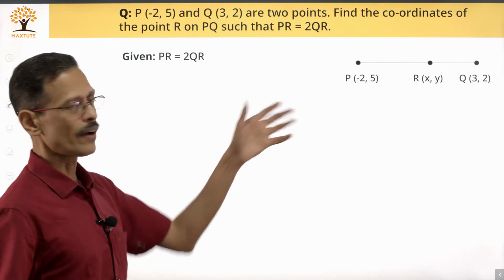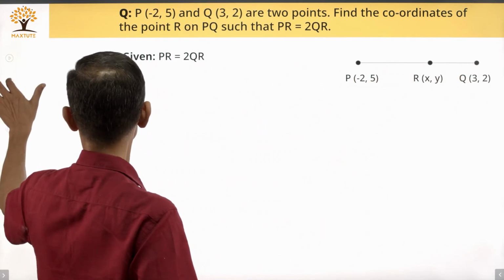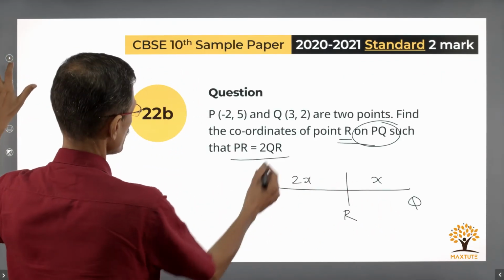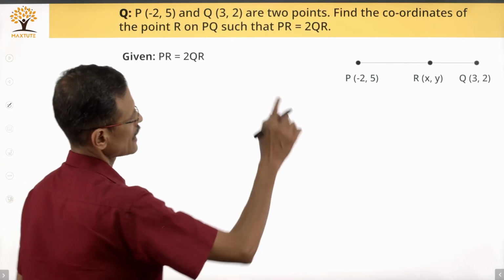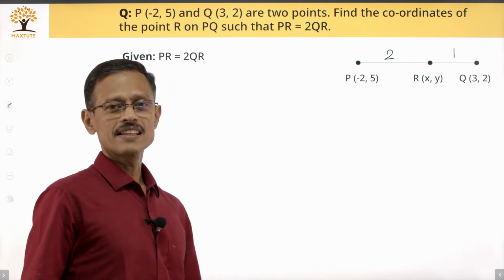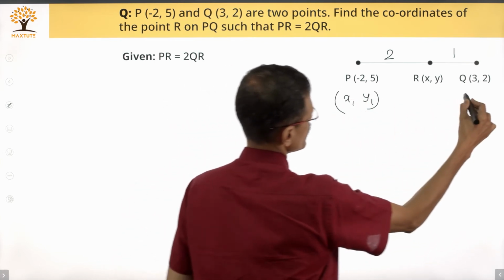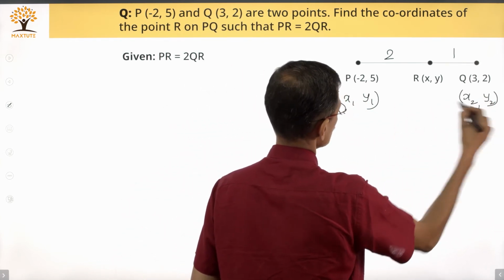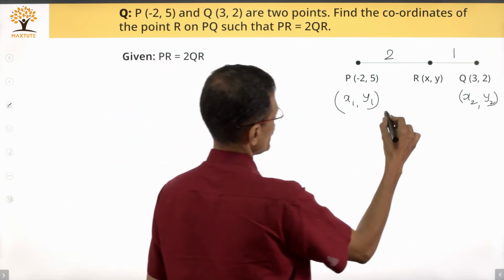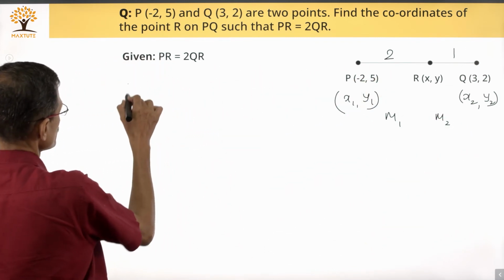So essentially what it boils down to is R, as a point on this line segment PQ, basically divides it in the ratio of 2:1, right? That is what is borne out by this information. So R divides PQ in the ratio of 2:1. If a point divides a line segment joining endpoints whose coordinates are x1, y1, x2, y2, in our case the coordinates of points P and Q, in the ratio m1 is to m2, then the coordinates of point R are given by the section formula.